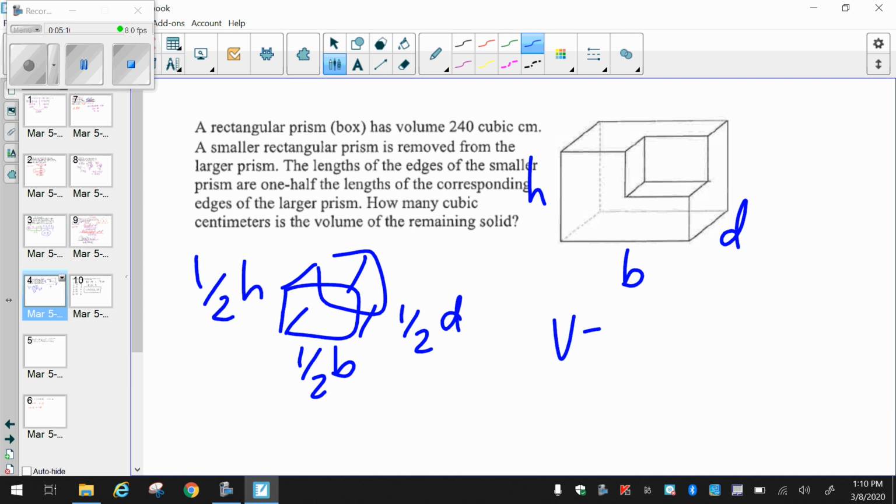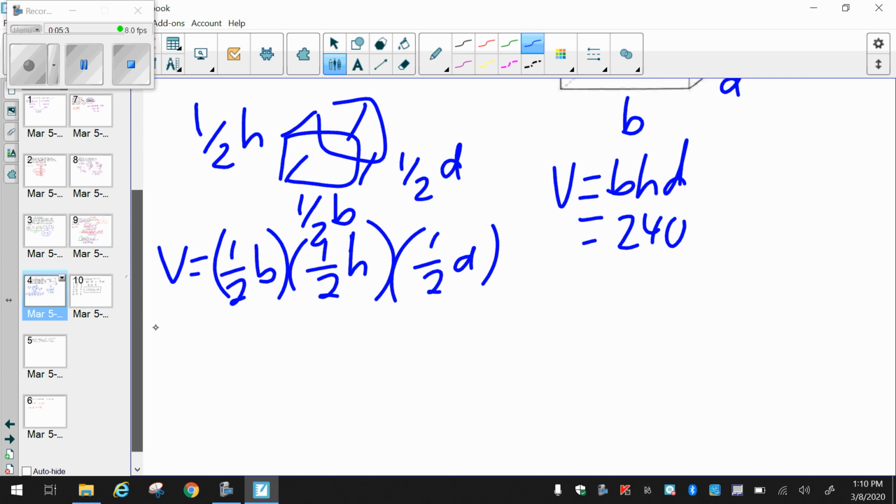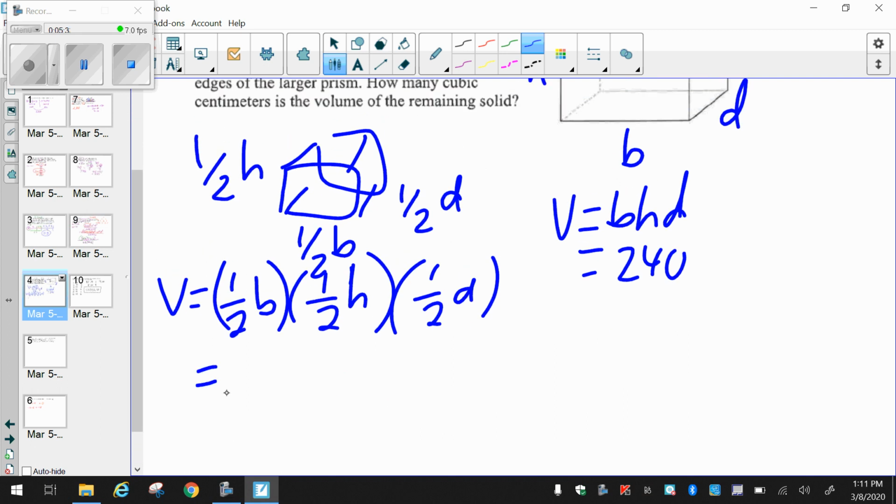Volume is base times height times depth. In this case, it's 240. So the volume of the smaller one then will be 1/2 times the base times 1/2 times the height times 1/2 times depth. When I do that, 1/2 times 1/2 times 1/2 is 1/8 of the base times height times depth.